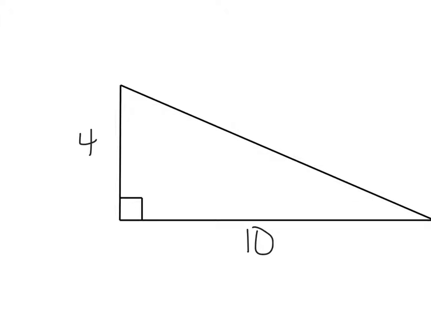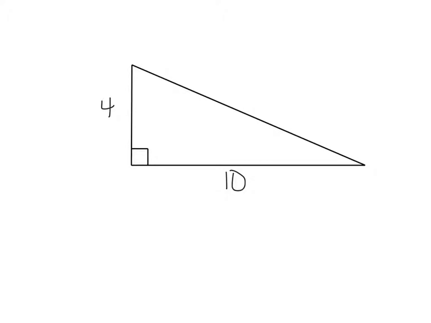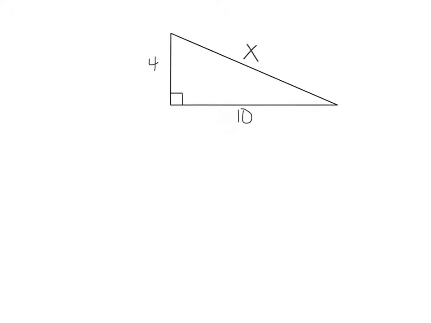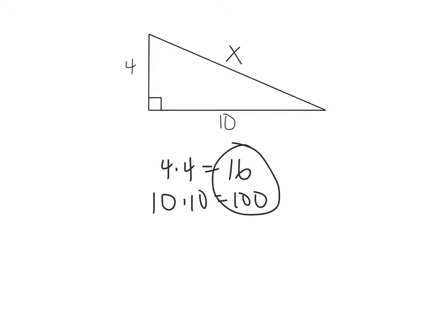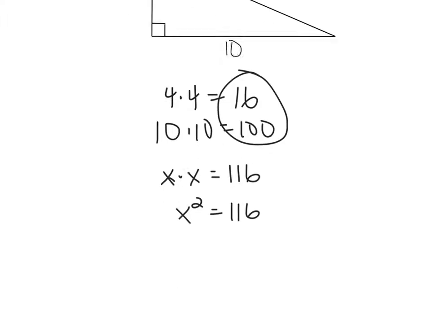One last problem. Please find the value of our missing side. Hit play when you're ready to check your answer. Okay, my missing side is the hypotenuse, so it's x. And let's see, I know that the smaller two sides as squares, 4 times 4 is 16, 10 times 10 equals 100. The smaller two sides as squares will add together to make my bigger side, x times x, as a square. 16 plus 100 is 116. X times x is the same thing as saying x to the power of 2, so that equals 116.